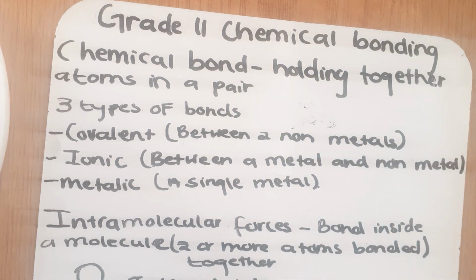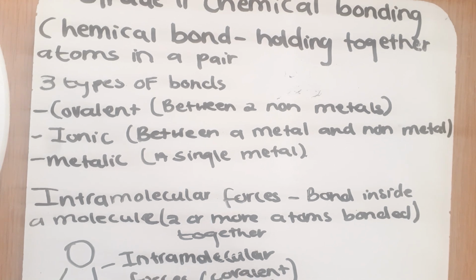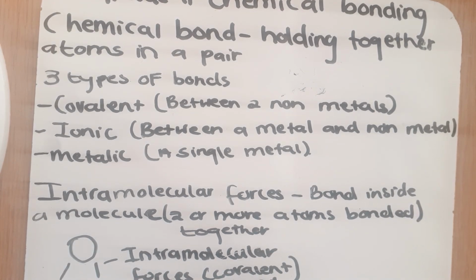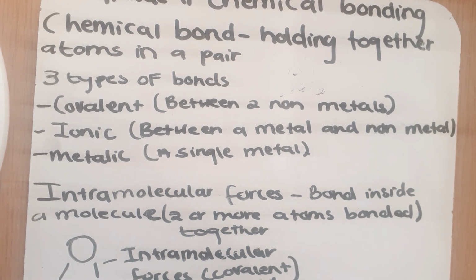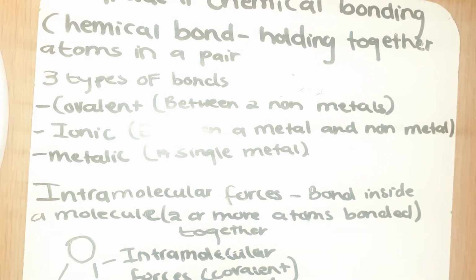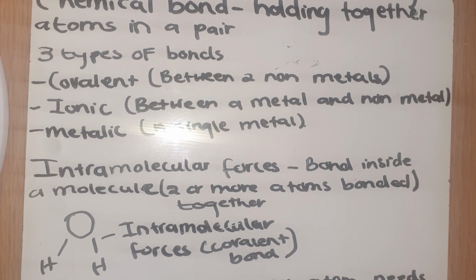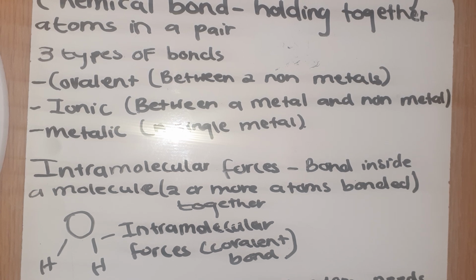So we have three main types of bonds. We have covalent bonds, which are between two nonmetals. In the periodic table, you should know by now in grade 11 that you have metals and nonmetals. So when you have two nonmetals bonded together, it's a covalent bond. Just like hydrogen and oxygen, they are both nonmetals, so they form a covalent bond.